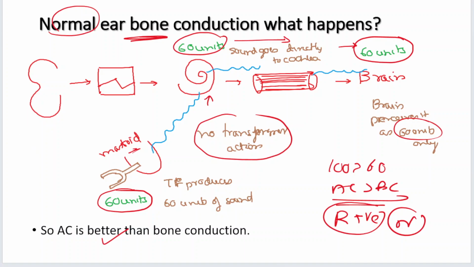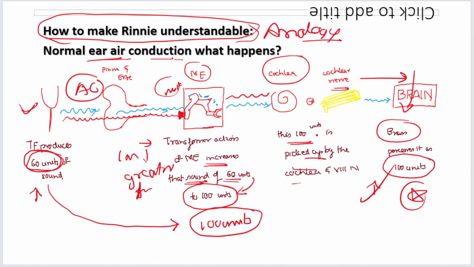We have a tuning fork, and that is producing 60 units of sound. That sound is increased to 100 units and that sound is presented to the brain. Then we can understand that air conduction is better than bone conduction.